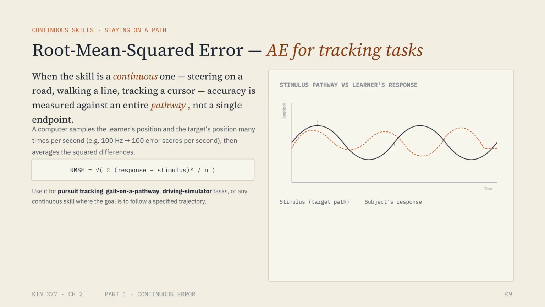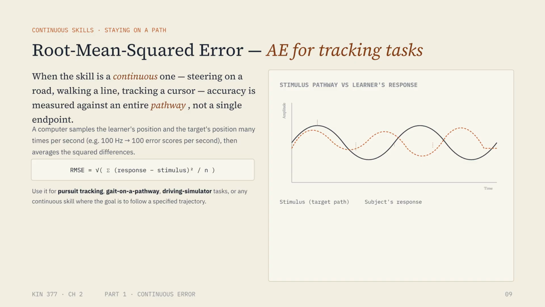The most common is root mean squared error, RMSE. Think of it as AE for tracking tasks. A computer samples the target's position and the learner's position many times per second. Say 100 hertz, 100 samples per second. If the trial is 5 seconds long, you have 500 paired position values. At each pair, you take the difference, the moment-by-moment error. You square those differences, average them, take the square root.